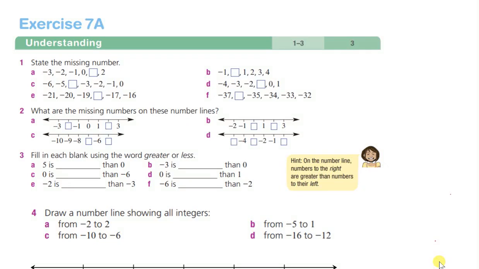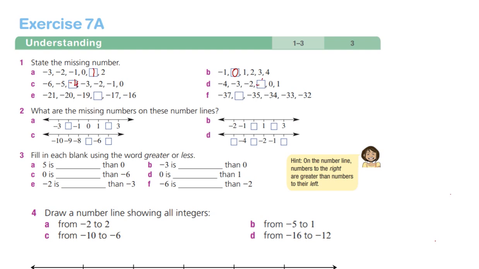Hello everybody, just going through some integer questions. Should be fairly straightforward. -3, -2, -1. We're going up by 1 every time, so 0, 1, 2. This one also going up by 1 every time. And this one as well.